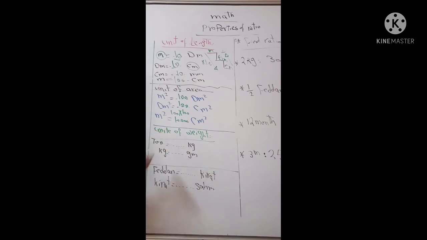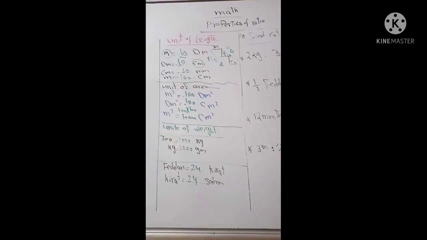Units of weight. Ton equals 1000 kilogram, and kilogram equals 1000 gram. This year we will take some new units. It's units for the land. This unit is فدان, equal 24 كيرات. فدان equals 24 كيرات, and كيرات equals 24 سهم.